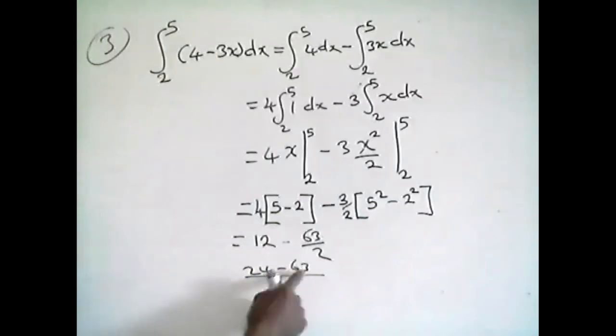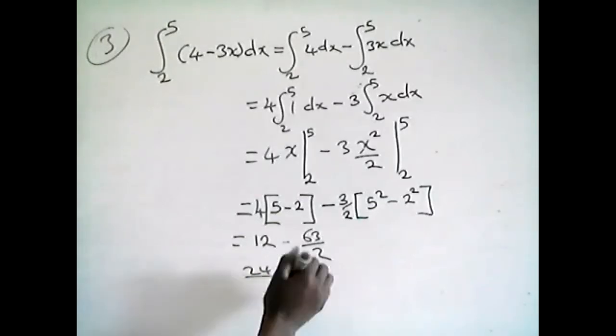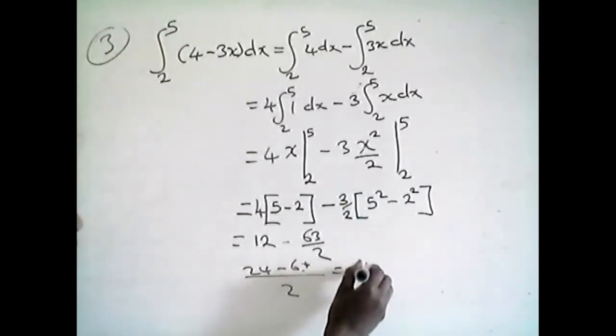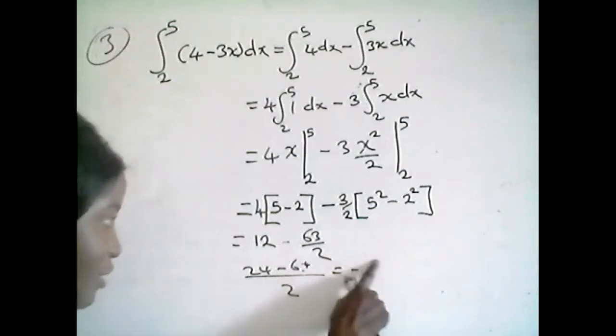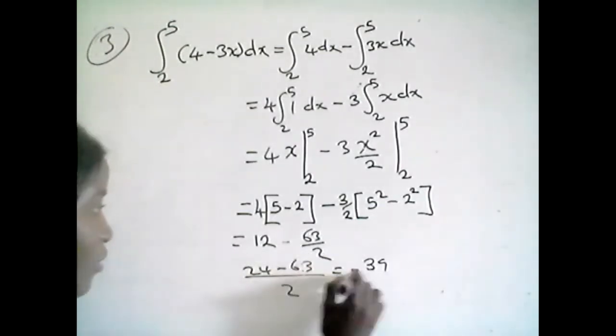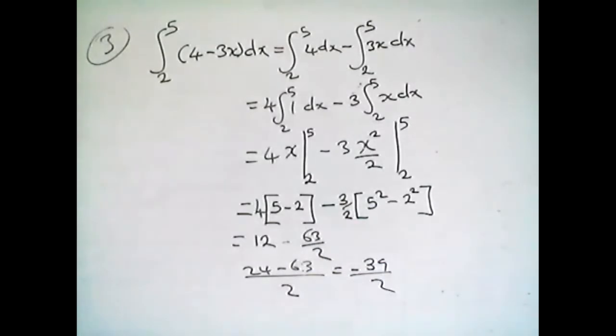So here, if I add the 1 here, I'll have 2. Then this will give me negative 39. So it's negative 39 divided by 2. So 24 minus 63 is negative 39 divided by 2. You can finish it up.